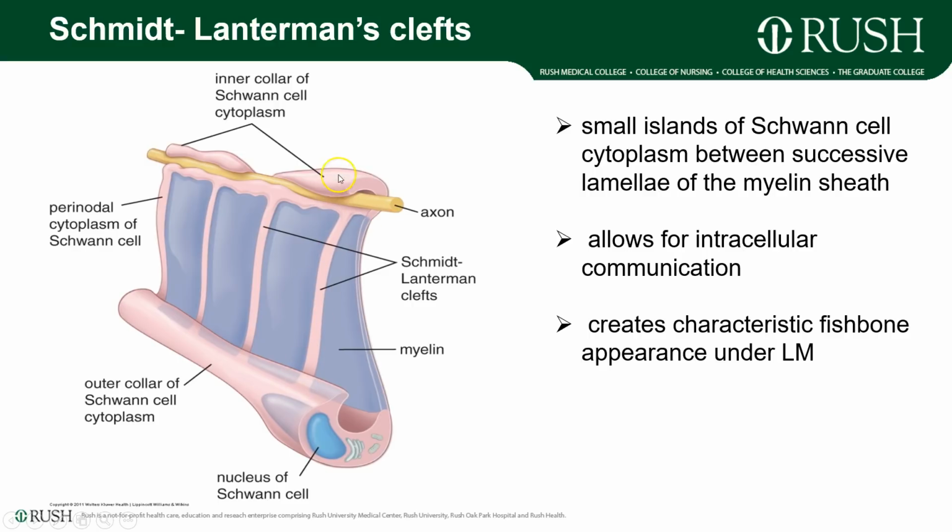So this part of the cell can communicate with this part of the cell. In myelination, there is a wrapping of this cell which is happening in this orientation. So the myelin is wrapping around the axon, and that creates this characteristic fishbone effect of the Schmidt-Lanterman's cleft, and we'll see in a minute how it looks in a histological section.